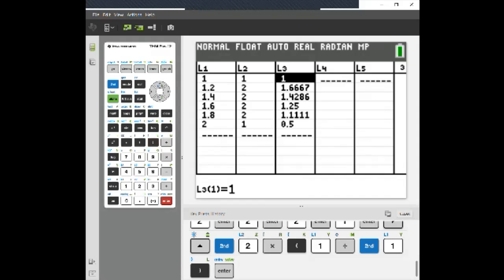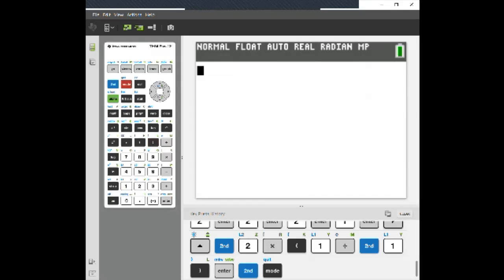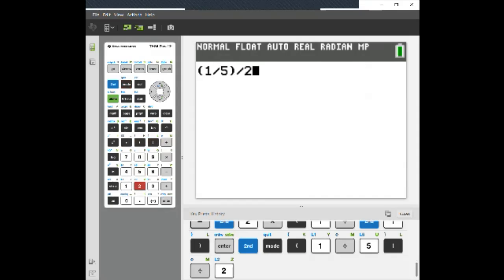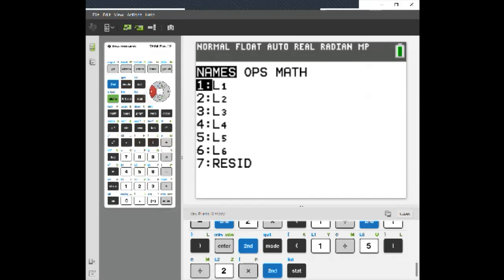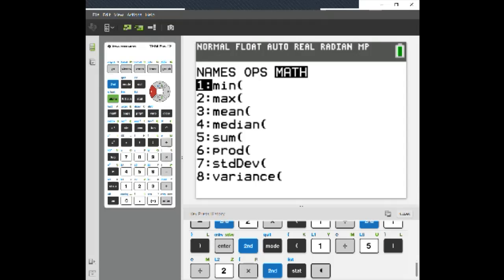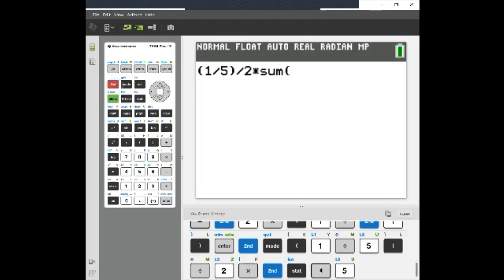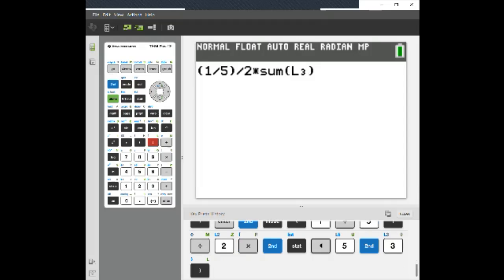All right. So then my integral is going to be my delta x, 1/5 divided by 2, times, and if I do second stat math, I can then take the sum of L3, which is where all of my values were. And there's my approximation using the trapezoidal rule.